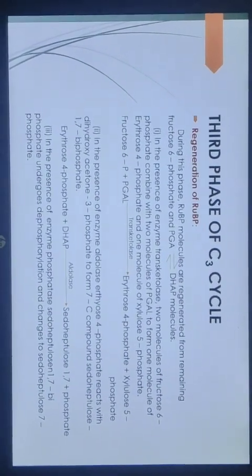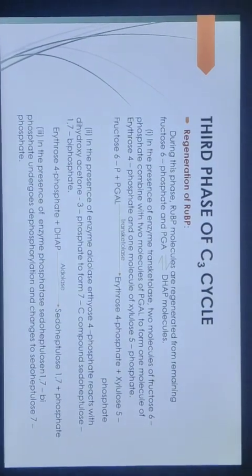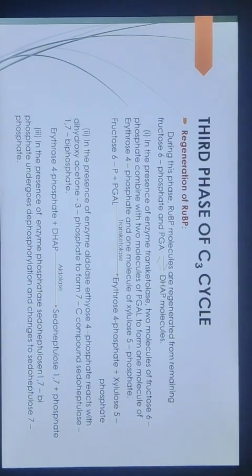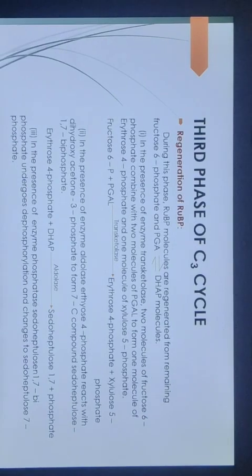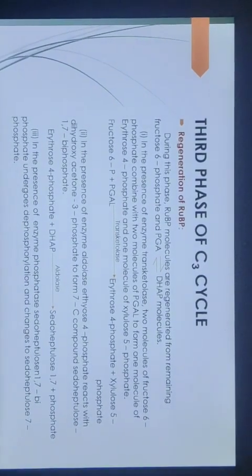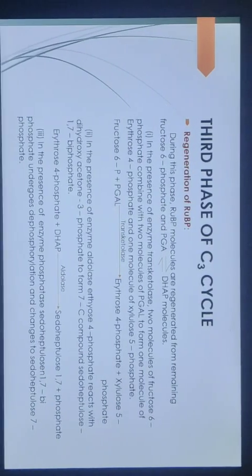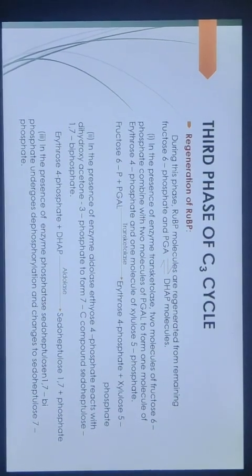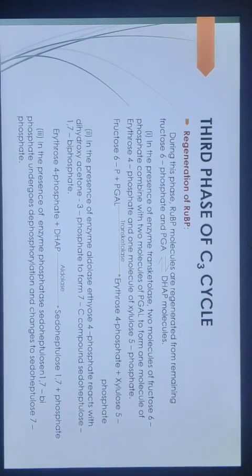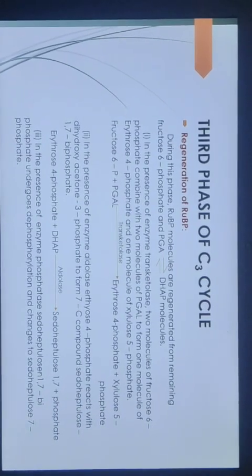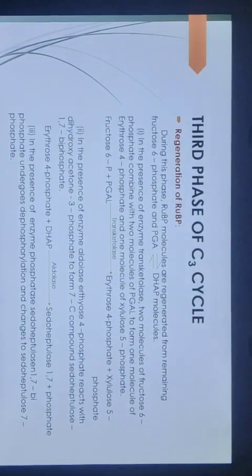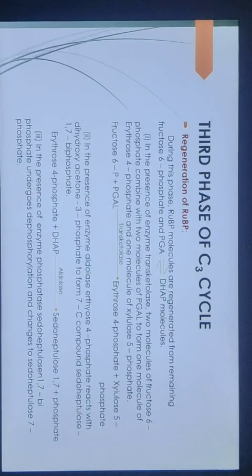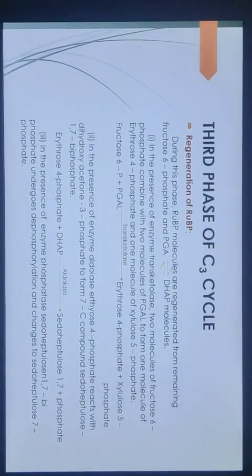Now next, in the presence of enzyme aldolase, this erythrose 4-phosphate reacts with dihydroxyacetone phosphate to form a 7-carbon compound. Now from the 4-carbon compound we are getting conversion to 7-carbon compound. The name of the 7-carbon compound is sedoheptulose 1,7-bisphosphate. Now the erythrose 4-phosphate gets converted to sedoheptulose 1,7-bisphosphate.